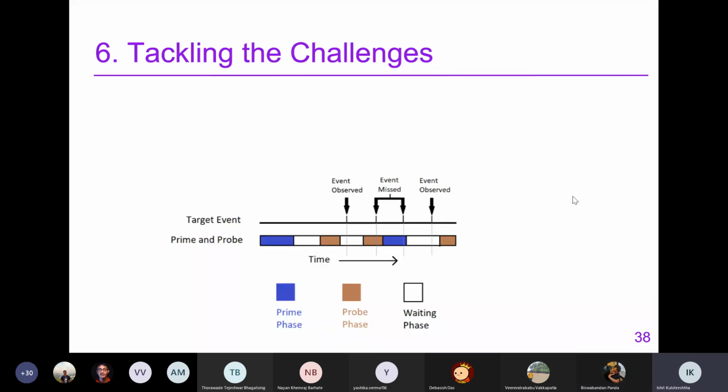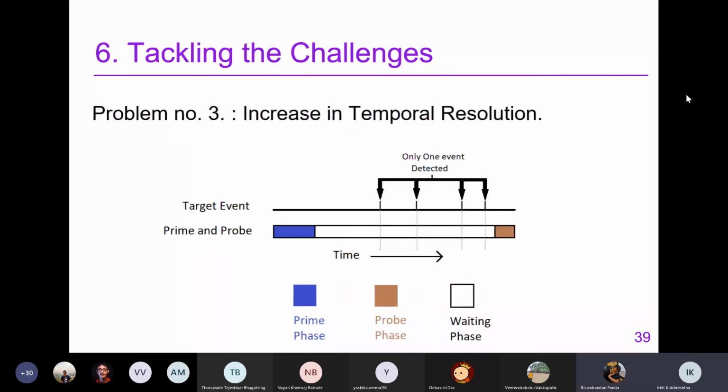So we register more events. For example, in the next slide, we are doing less probing, and then we are kind of agile. We are able to do it fast. Here, for example, we see four events, but we may not be able to register all of them separately. If the temporal resolution was higher, we would have noticed each of them separately with a probe right next to them. So we can probe very quickly and more number of times. That is why the temporal resolution is higher in prime and scope.